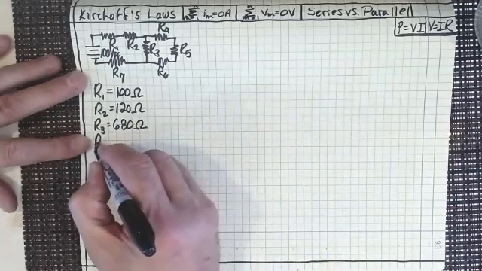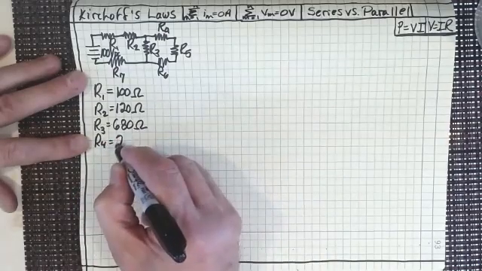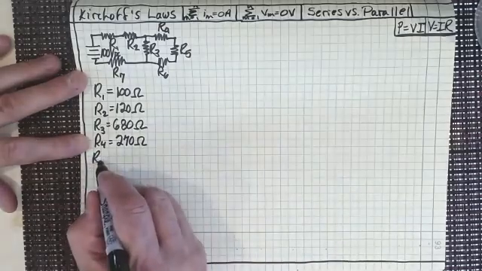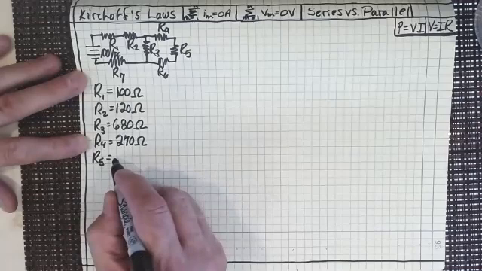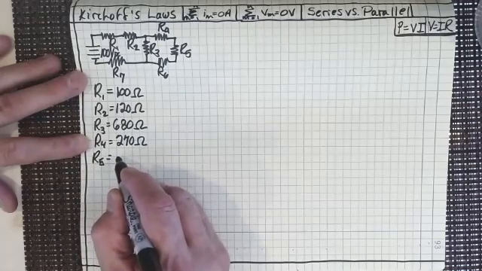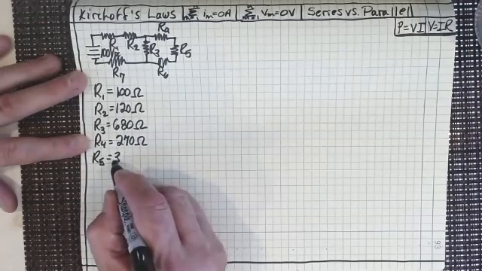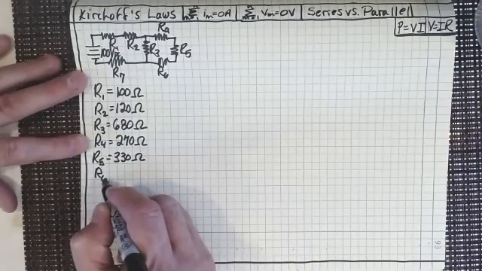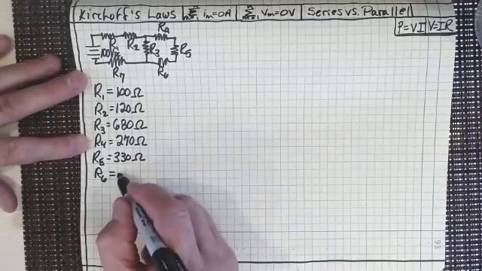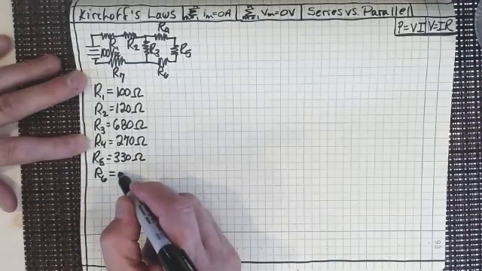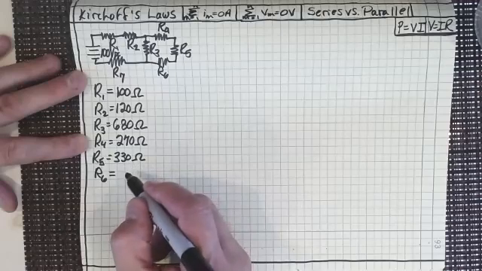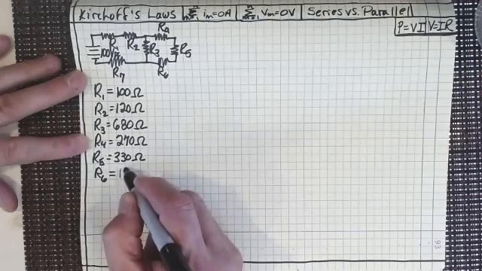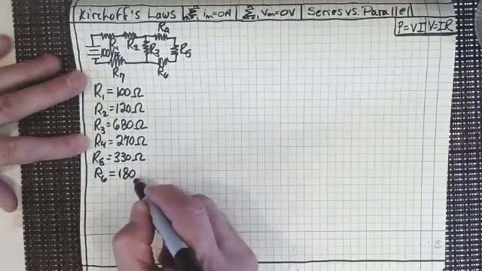And then R4 is 270 ohms. R5 is going to be, let's say, 330 ohms. R6, I think I'll put another, well, we don't want to confuse things, do we? So 180 ohms.